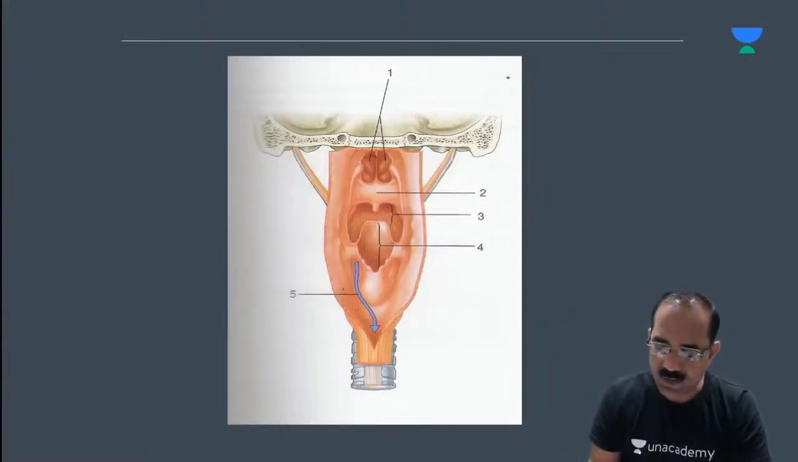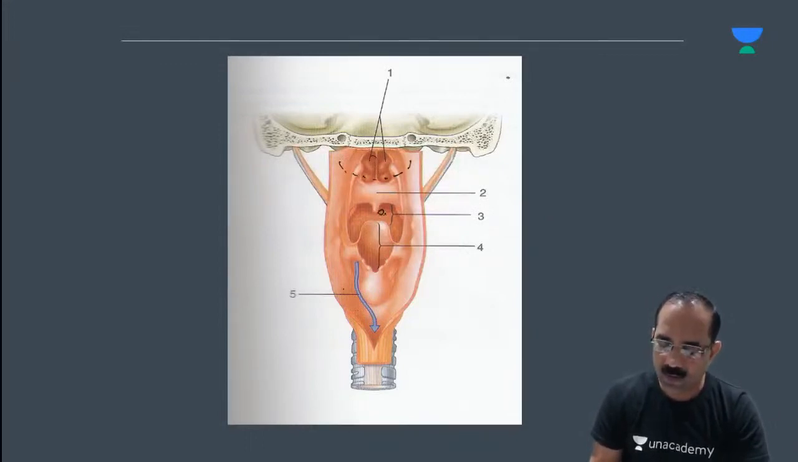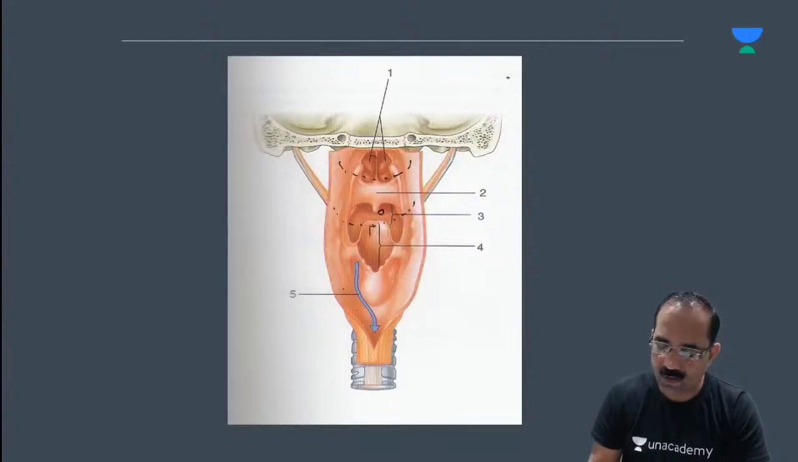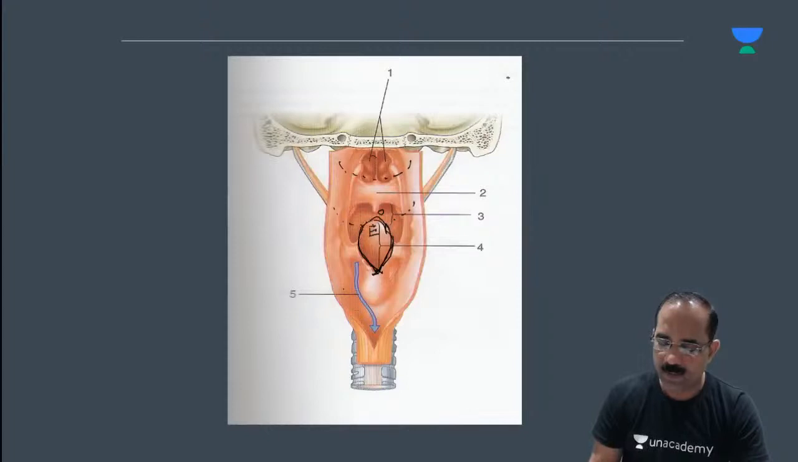So this is the nose, nasal cavity. So what is this pharynx behind the nose? That's the nasopharynx. That's the oral cavity. And what is this pharynx behind the mouth? That's the oropharynx. Now tell me students, what is this structure? That's the epiglottis. What are these folds here? These are the aryepiglottic folds.